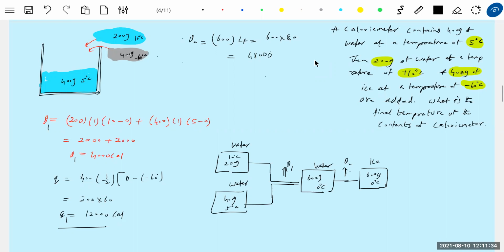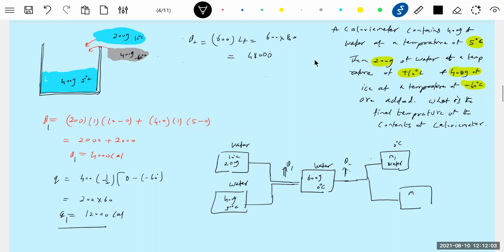So the complete water need not freeze. Only a part of the water will freeze here. So from here, what do we get? Already 4,000 calories is available. Another 12,000 is there. To get the 12,000 calories, only some part of it will become ice: some will remain water at 0 degrees Celsius, and the other will become ice at 0 degrees Celsius.